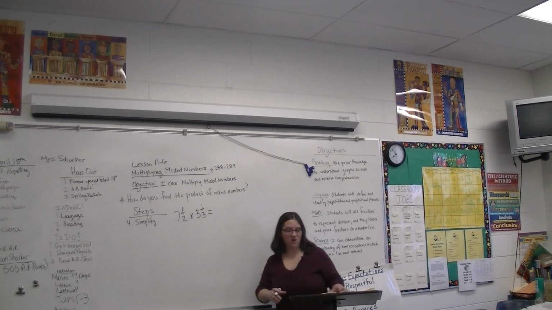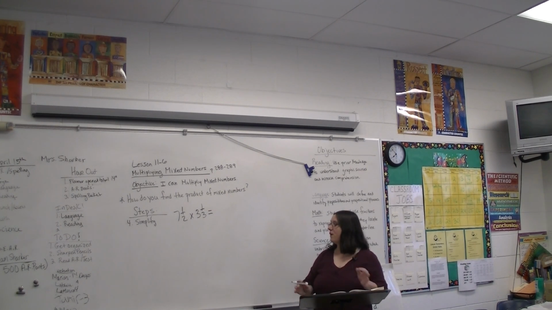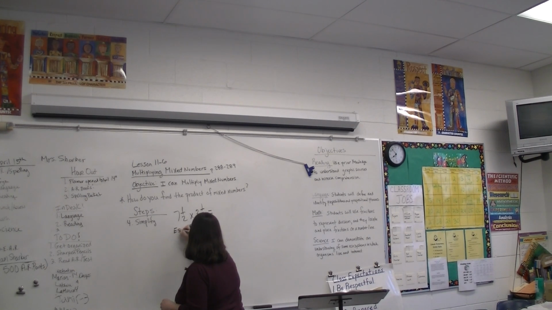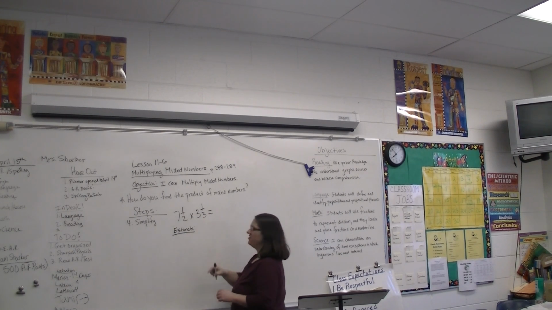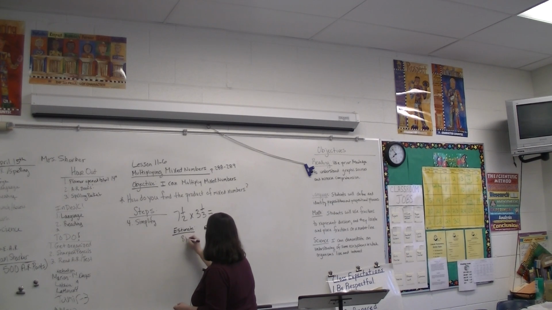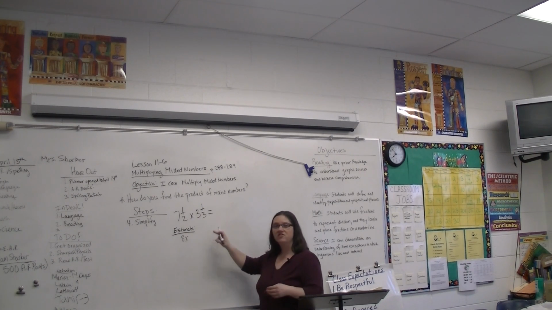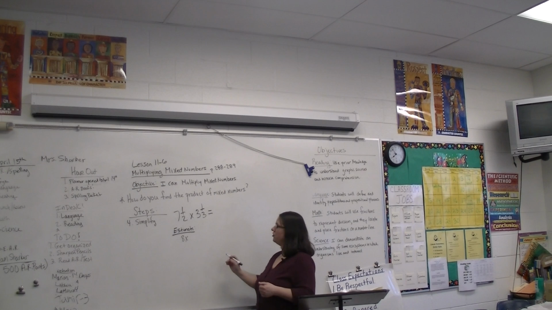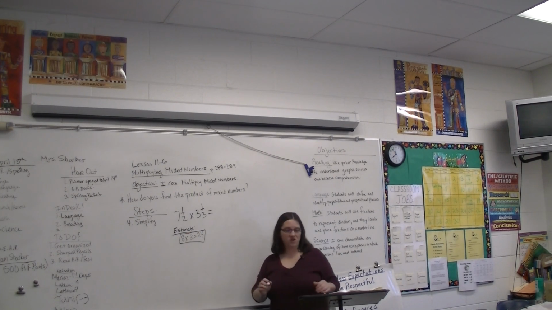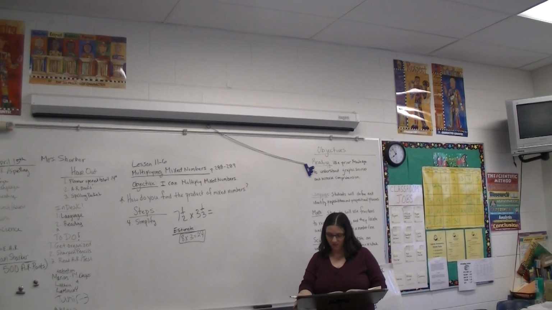Okay, again, we're going to follow our same steps that you just copied in your spiral. First, they want us to estimate. So, if you need to, write the word estimate down and walk through your steps. 7½, is it closer to 7 or is it closer to 8? It is closer to 8. 3 1/3, is it closer to 3 or is it closer to 4? And it's closer to 3. And so we have 8 times 3, which is 24. So at the end, you can check to see if your answer makes sense and is reasonable.